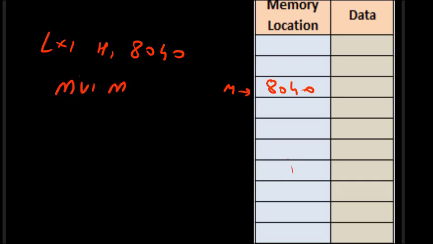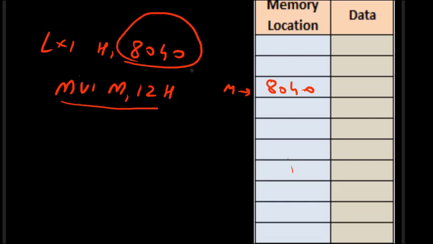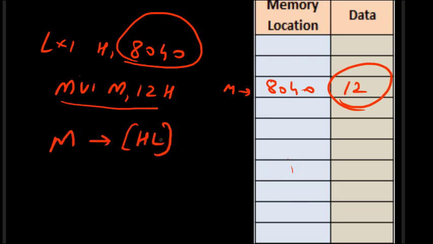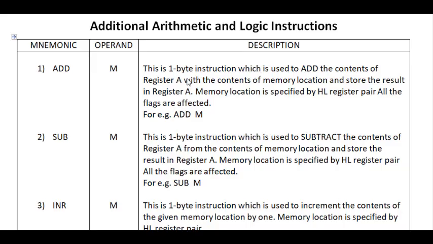Now suppose we write MVI M, 12H. This particular instruction will store the data 12H in a memory location. Which memory location? The one pointed by the HL register pair, so 12 gets stored here. So whenever we are talking about M, M is a memory location, but it is always pointed by the HL pointer. So we just saw some additional data transfer instructions with respect to memory.